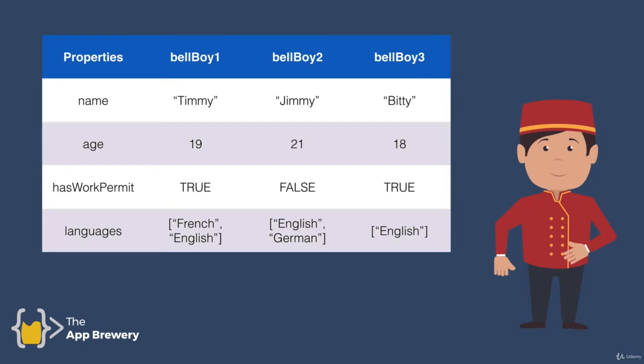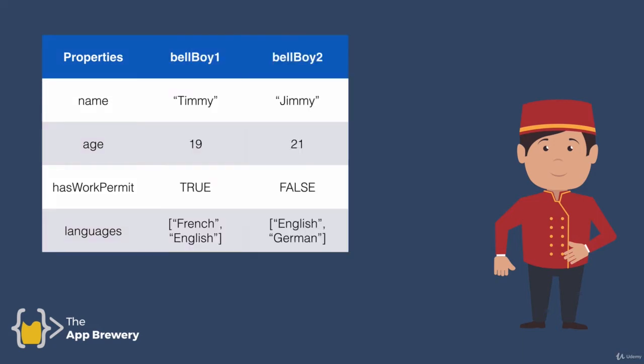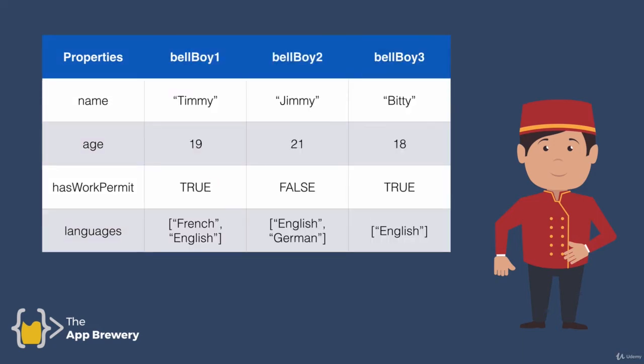Well, in real life, this information might be better represented by a table or an Excel spreadsheet like this. Because we need to know the same properties for each of the bellboys, we can simply just create a number of rows that represent each of the properties, and as we recruit new bellboys, we just fill in the values of each and every property.